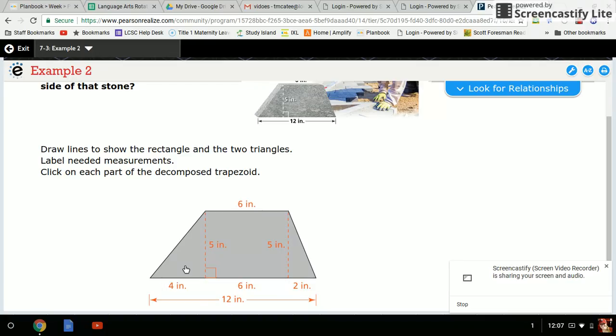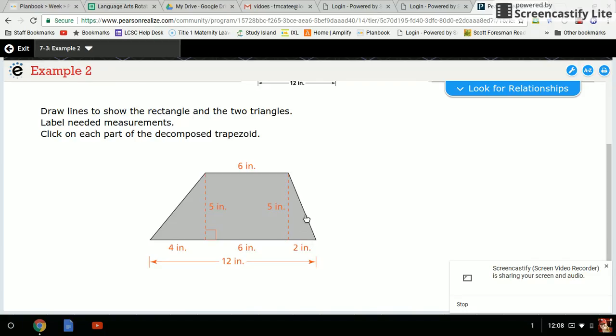There's a triangle here with a base of 4, a height of 5, a triangle here with a base of 2, and a height of 5. Notice that this length is the same as this length. It gave you the total length of 12 as the base of the trapezoid. So 2 plus 6 is 8, plus 4 more will give you the 12. You should be able to find the area of this triangle, this triangle, and this rectangle, add them up, and you can get your area.